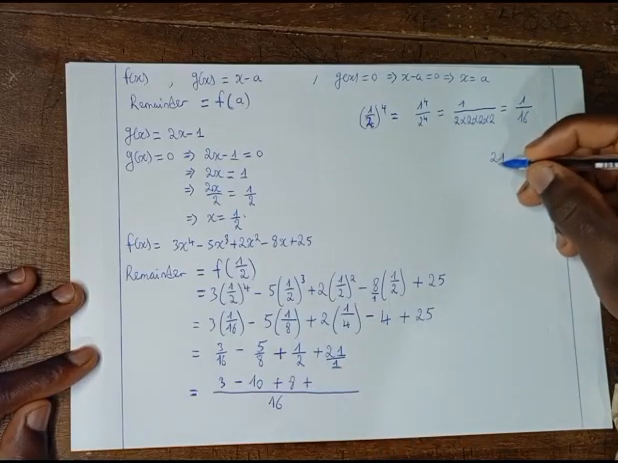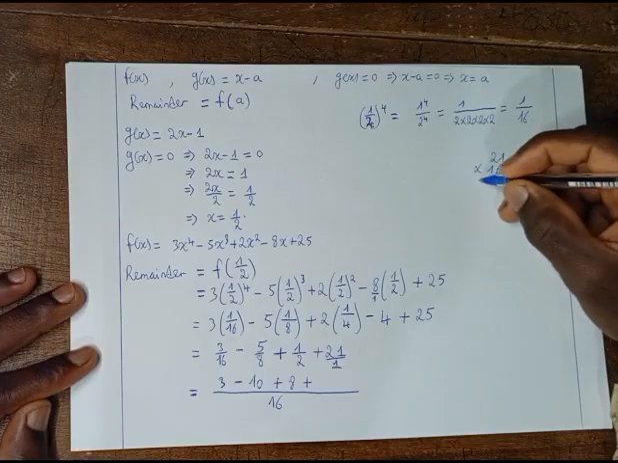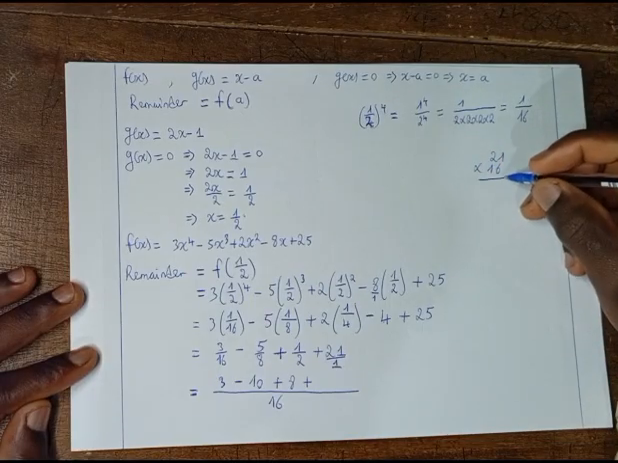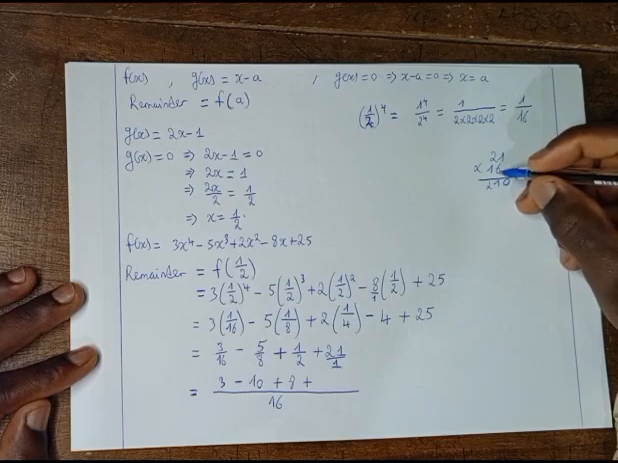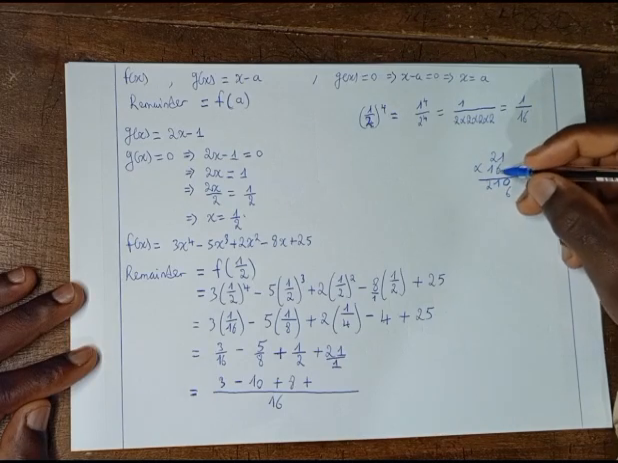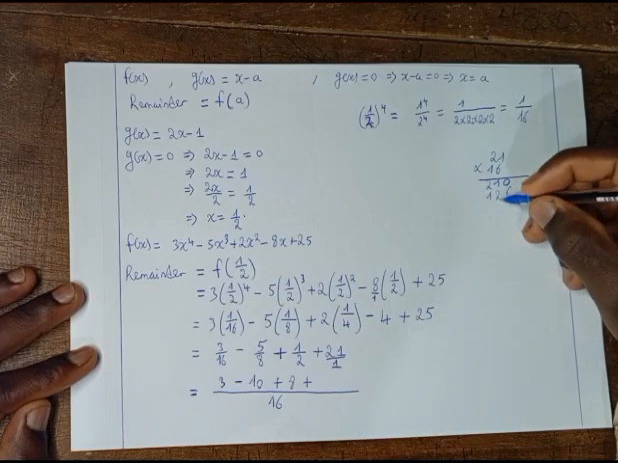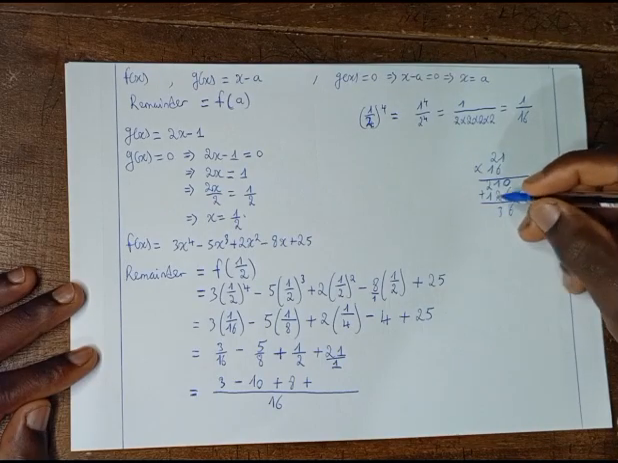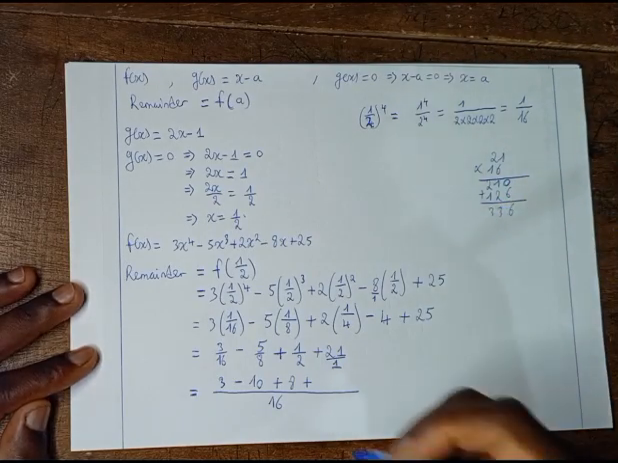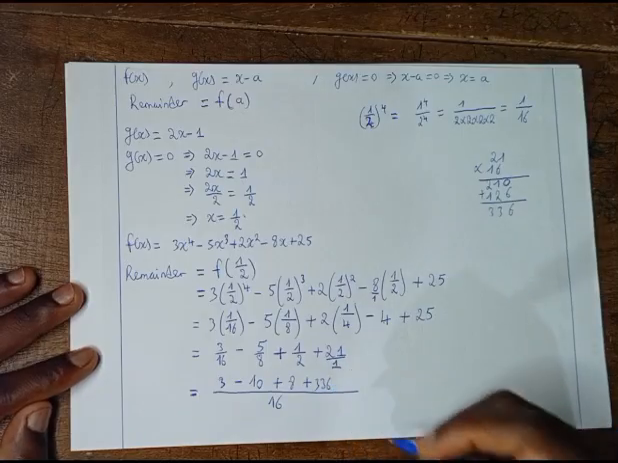16 times 21. Multiply. 1 times 1 gives us 1, we are going to fix a 0. Times 2, 2. 6 times 1, 6. 6 times 2 gives 12. We add 6, 3, 3. So this will give us 336.